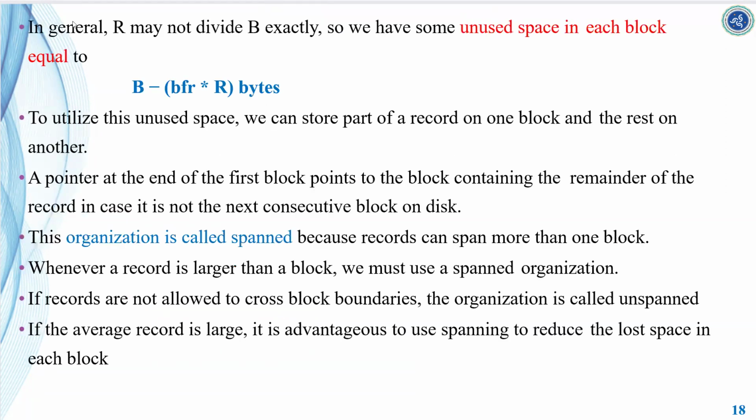Let us see in detail. In general, R may not divide B exactly, so we will have some unused space in each block. That is given by B, the block size, minus BFR times R, where R is the record size. This is the unused space in each block. In order to utilize this unused space, we can store part of a record in one block and the second part in the next block, with a pointer. That is what we do in a spanned organization.